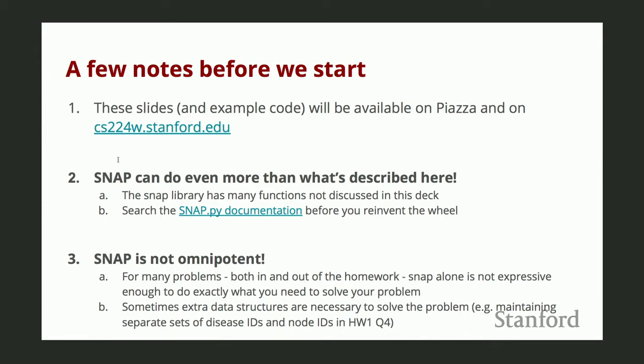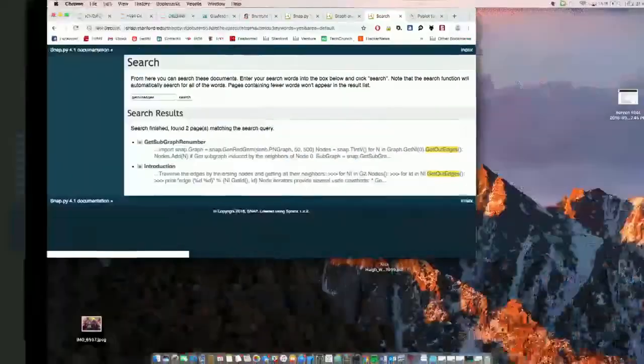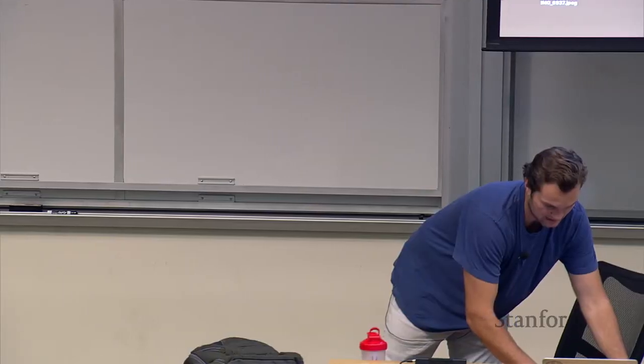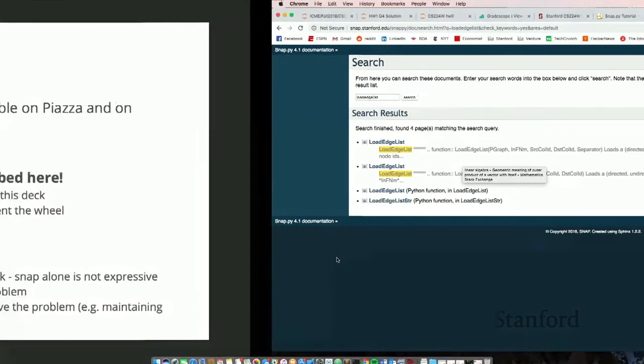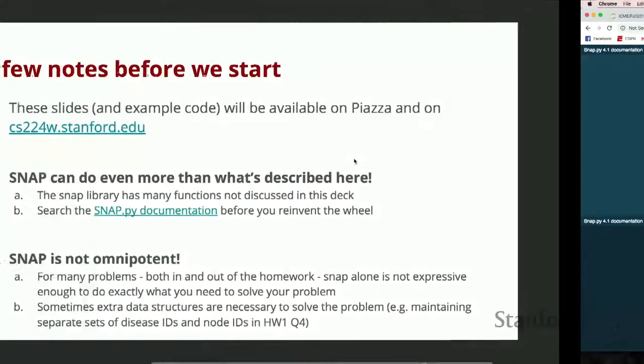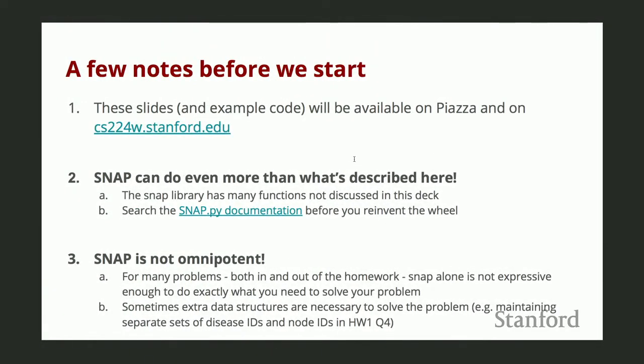The second thing is that Snap is much more expressive and can do much more than what is described here. So I put a link to the Snap documentation, and what you can see is there's a little tutorial, a reference manual, and then you can search things, for example, like load edge list. If you want to load an edge list, you can see that there's a function that does that. So before you go and reinvent the wheel, look at the Snap documentation, because there's a good chance there's a function that does what you want.